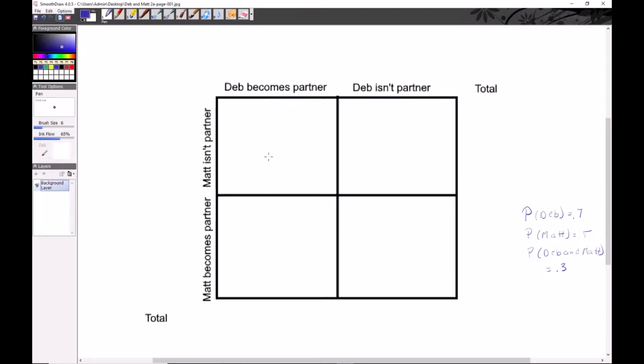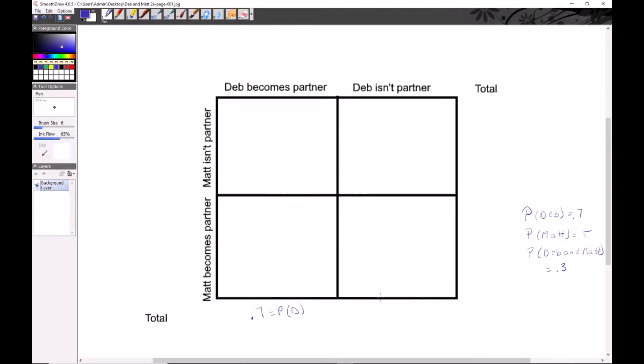Deb is a partner, goes this way. In fact, all of Deb's events go this way. Matt's goes this way, all right? So we know the probability that Deb becomes a partner is going to be 0.7. Now these are all joint probabilities, so the 0.7 goes here, and that's the probability of Deb becoming partner.